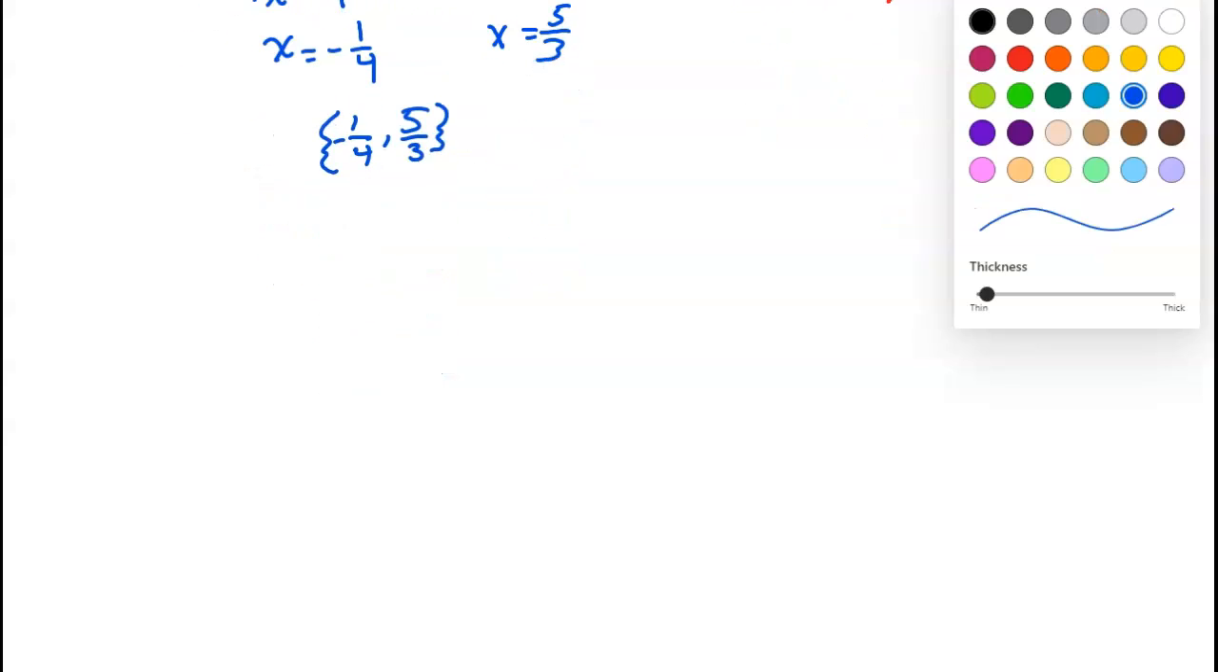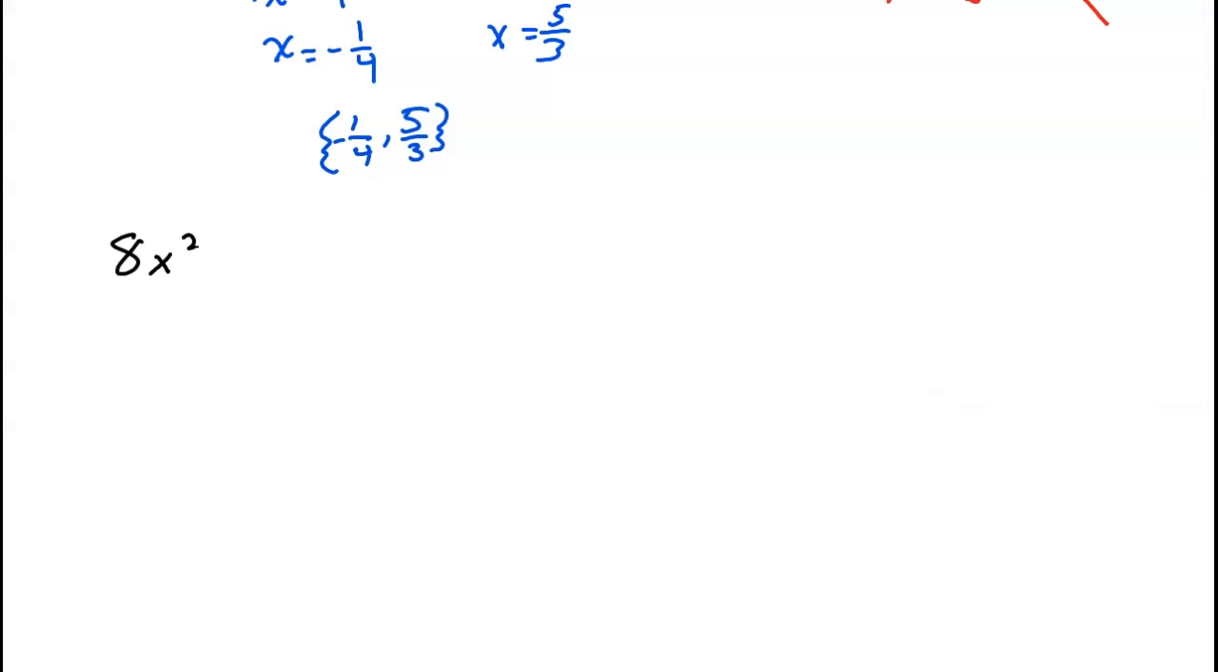Let's do one other example. Let's look at 8x squared is equal to a negative 6x minus 1. Move everything to one side. I highly recommend that you keep your x squared, your a, positive. So I'm going to move the negative 6x and the negative 1 over. When I do so, that's going to become a plus 6x and a plus 1 equal to 0.